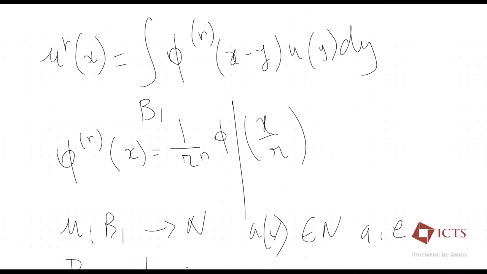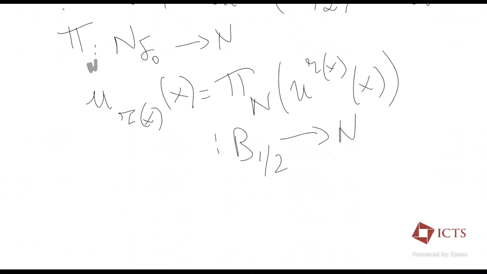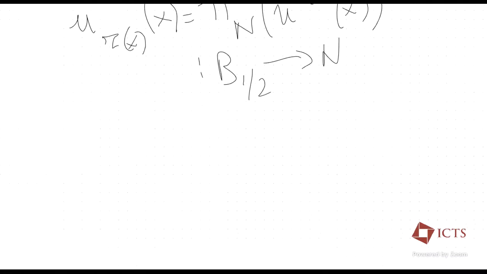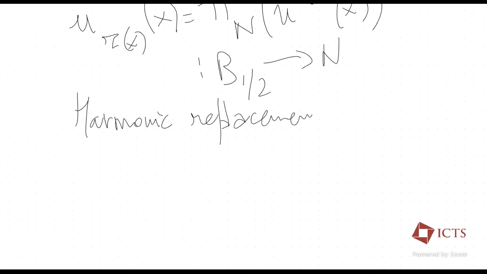So the next step, if you want to prove the regularity, is building what is called, and is always used in this type of thing, the harmonic replacement of U_r(x). Let me call this new map U_H, like this.